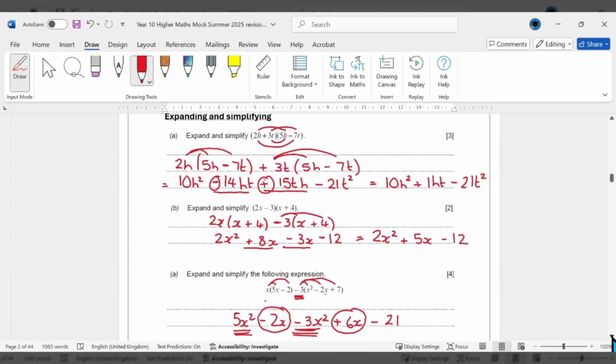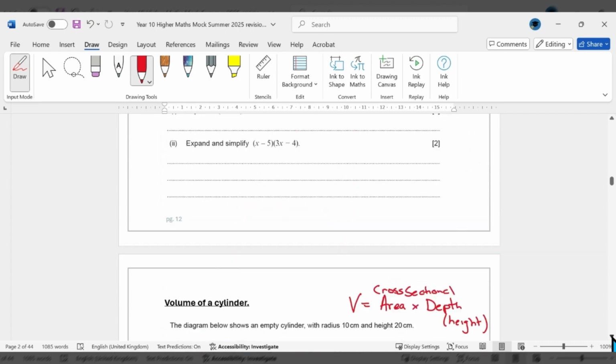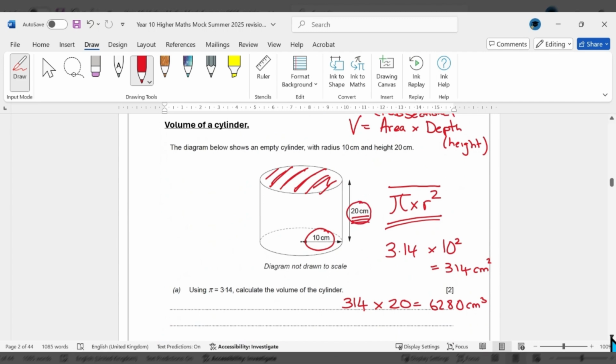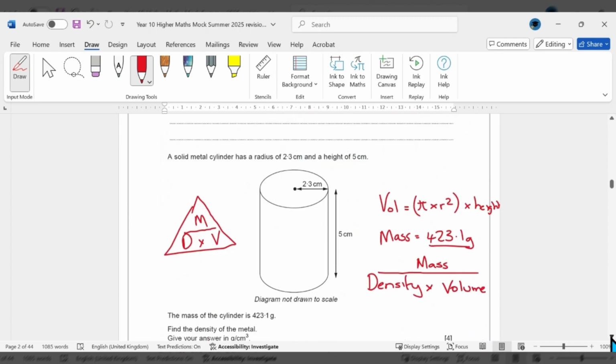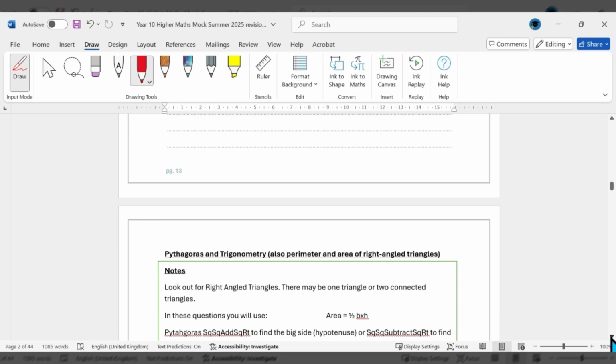Expanding and simplifying, it should be okay with single and double brackets. Not a lot to say there either. Volume of a cylinder, just remember that the volume of a cylinder is the area of the circle, which is pi times the radius squared, which is here. Once you've got the area of the circle, you times it by the depth. Okay, that should be enough info to get you through that question. Don't worry about mass, density, volume for this paper.